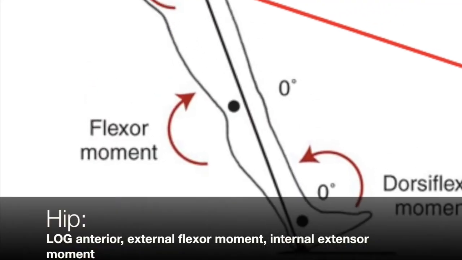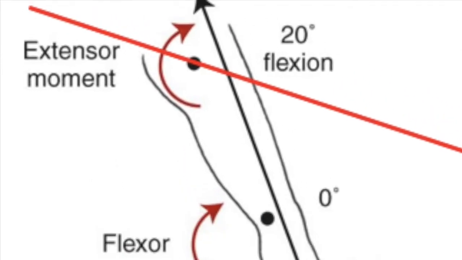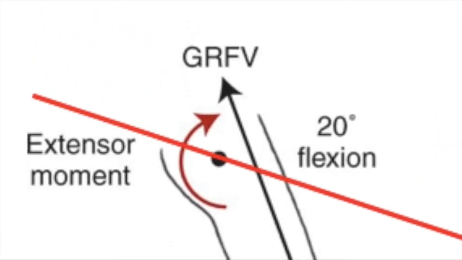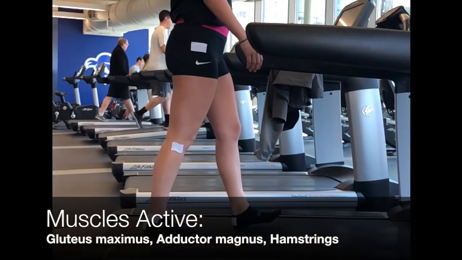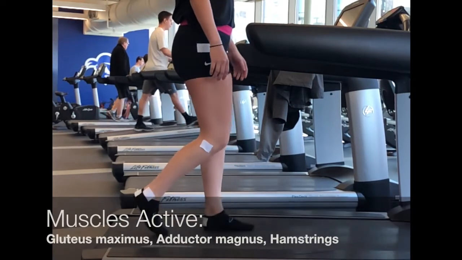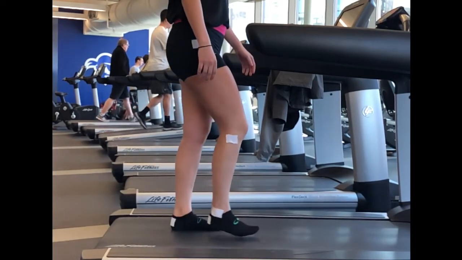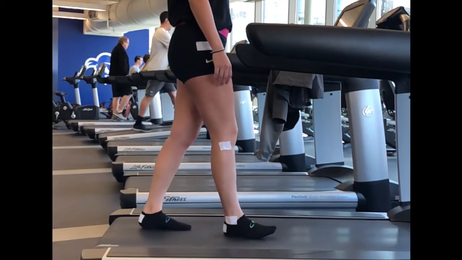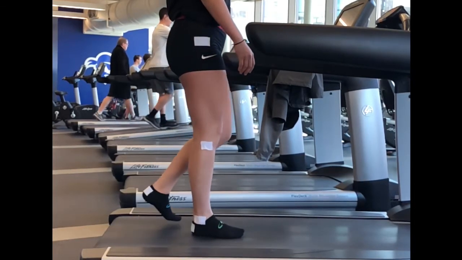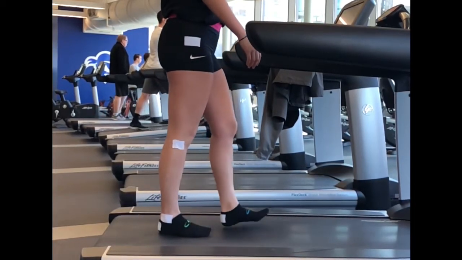At the hip and pelvis, the line of gravity falls anterior during heel strike, and there is a rapid external flexion moment. Internally, the hip extensors, such as the gluteus maximus, adductor magnus, and hamstrings, are active to stabilize the thigh during loading response. This helps the hip and pelvis move forward.